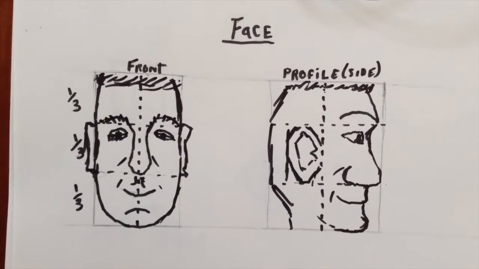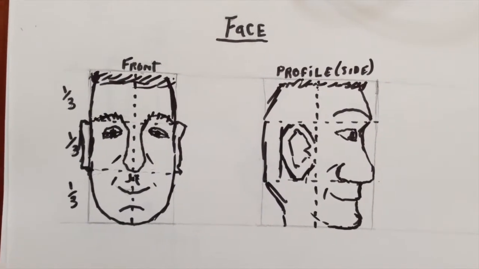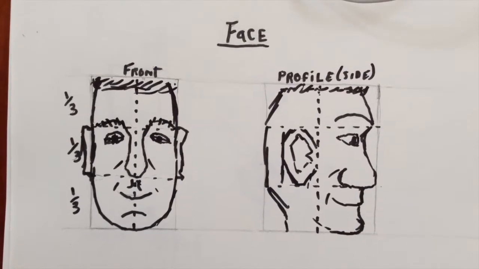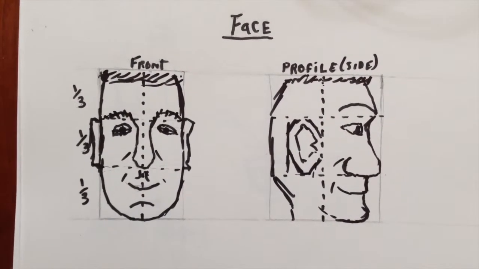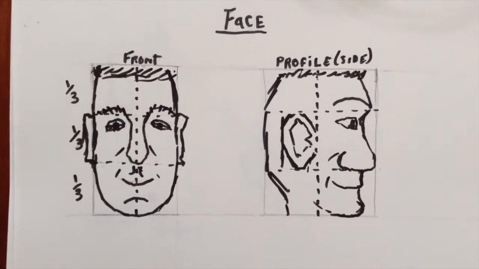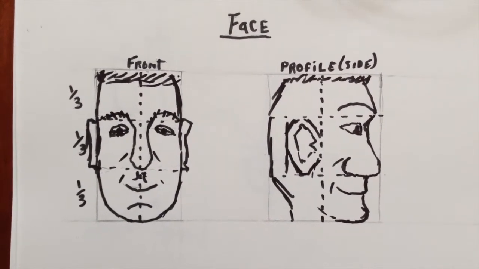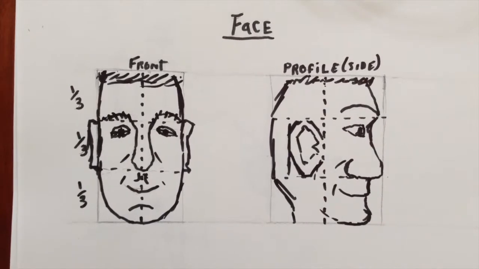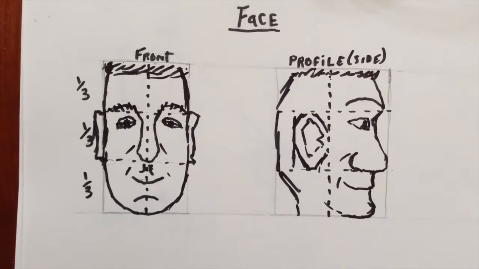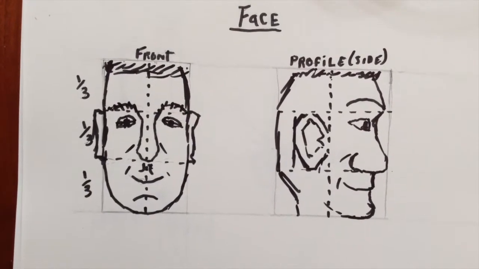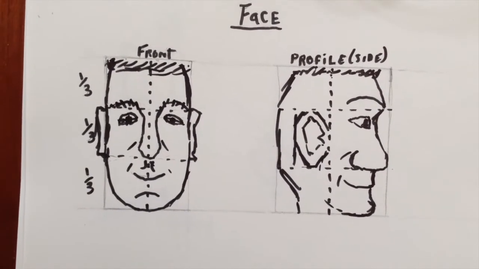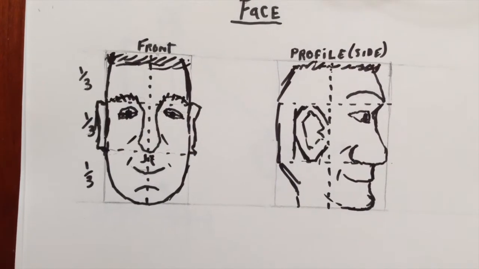Notice the location of the ear starting from the back of the center line in the profile and going up to the first third and down to the second third, where basically the eyebrow and the bottom of the nose are. The corners of the mouth are lined up with the centers of the eyes.